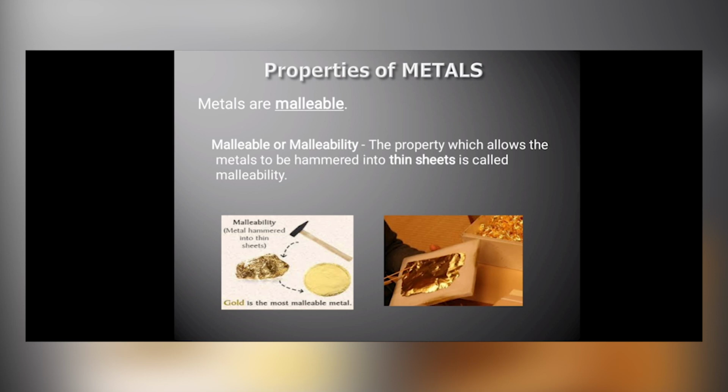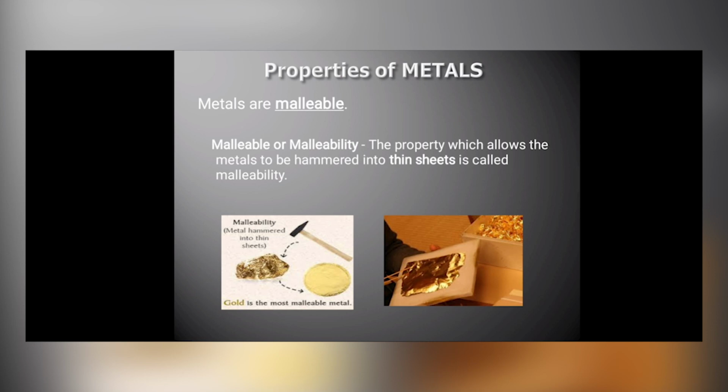On next, the fifth point. Metals are malleable. It is called malleability. The property which allows the metals to be hammered into thin sheets is called malleability. In the image you can clearly understand how it transforms in the process of malleability.